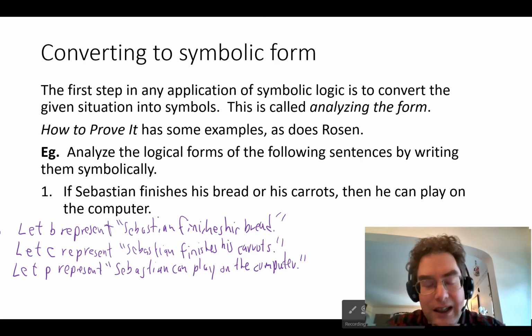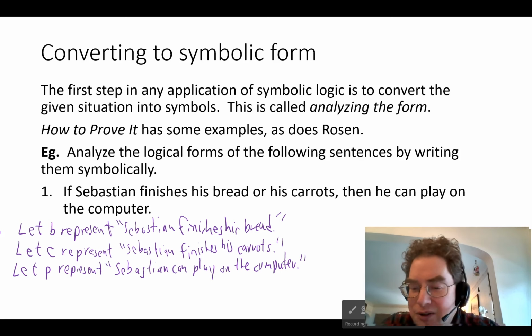And in particular, you've got inclusive and exclusive. We've talked about one like this before. Sebastian would not be very happy if we made this an exclusive disjunction and he had to finish only one. So certainly the sense meant here is inclusive. So Sebastian finishes his bread, or Sebastian finishes his carrots. Let me move this over a little bit, actually, because this is our symbolic form.